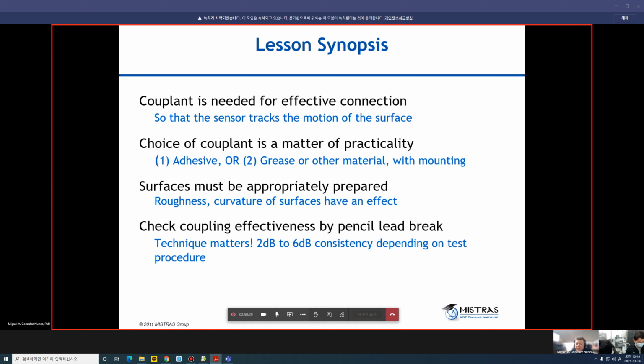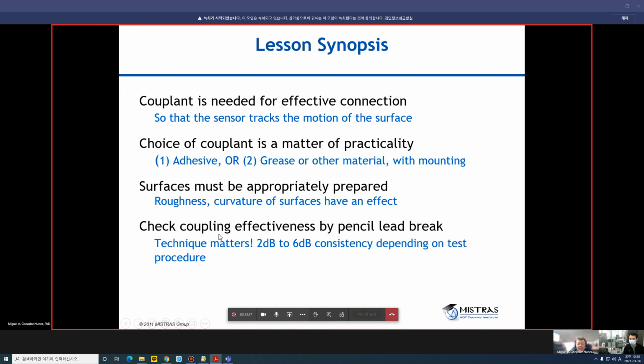We have different choices for couplers. That's a matter of practicality. We have adhesives, or we have greases, or other materials together with mounting devices. The surfaces must be appropriately prepared. They have to be preferably free of roughness, free of any curvature, because they are going to have an effect on the attenuation and the detection of the signal.